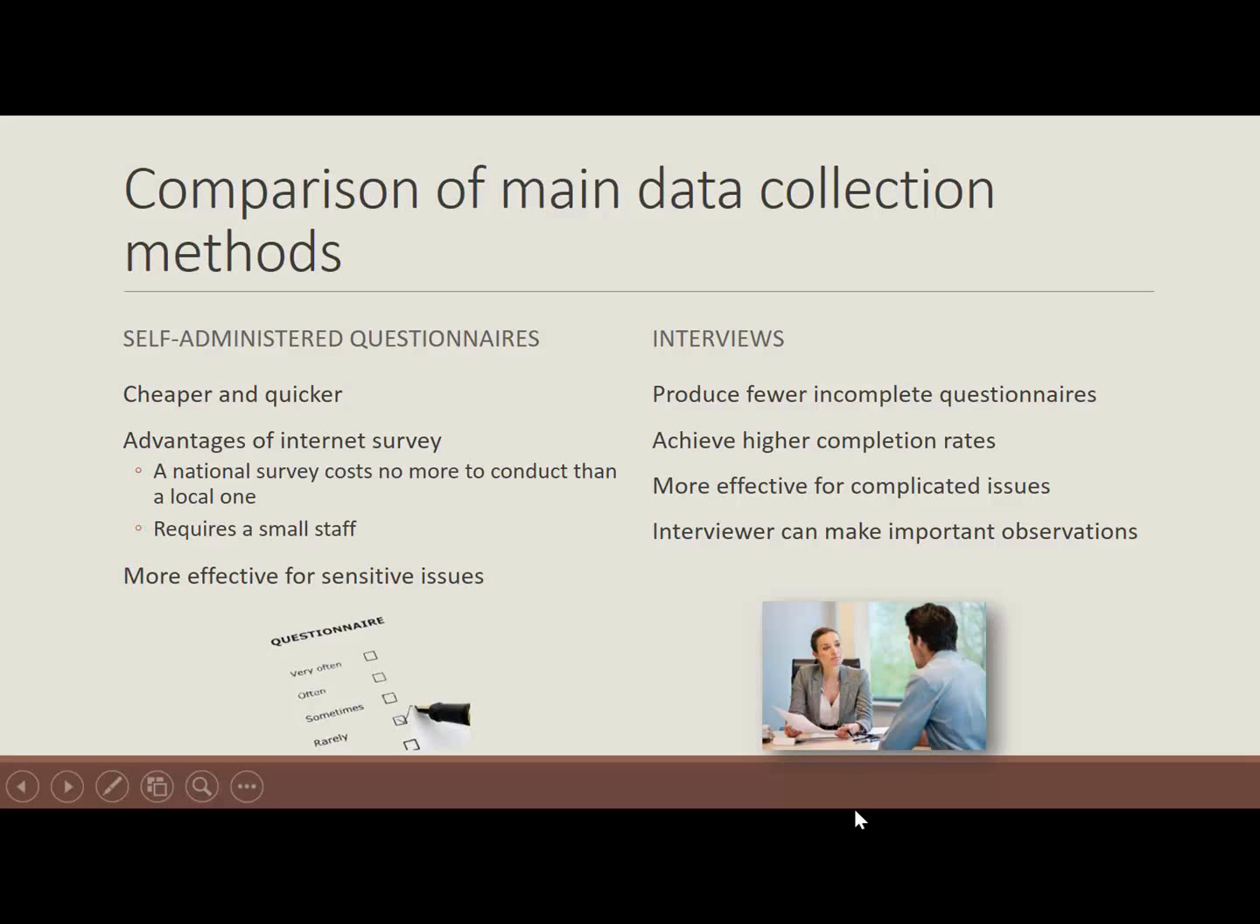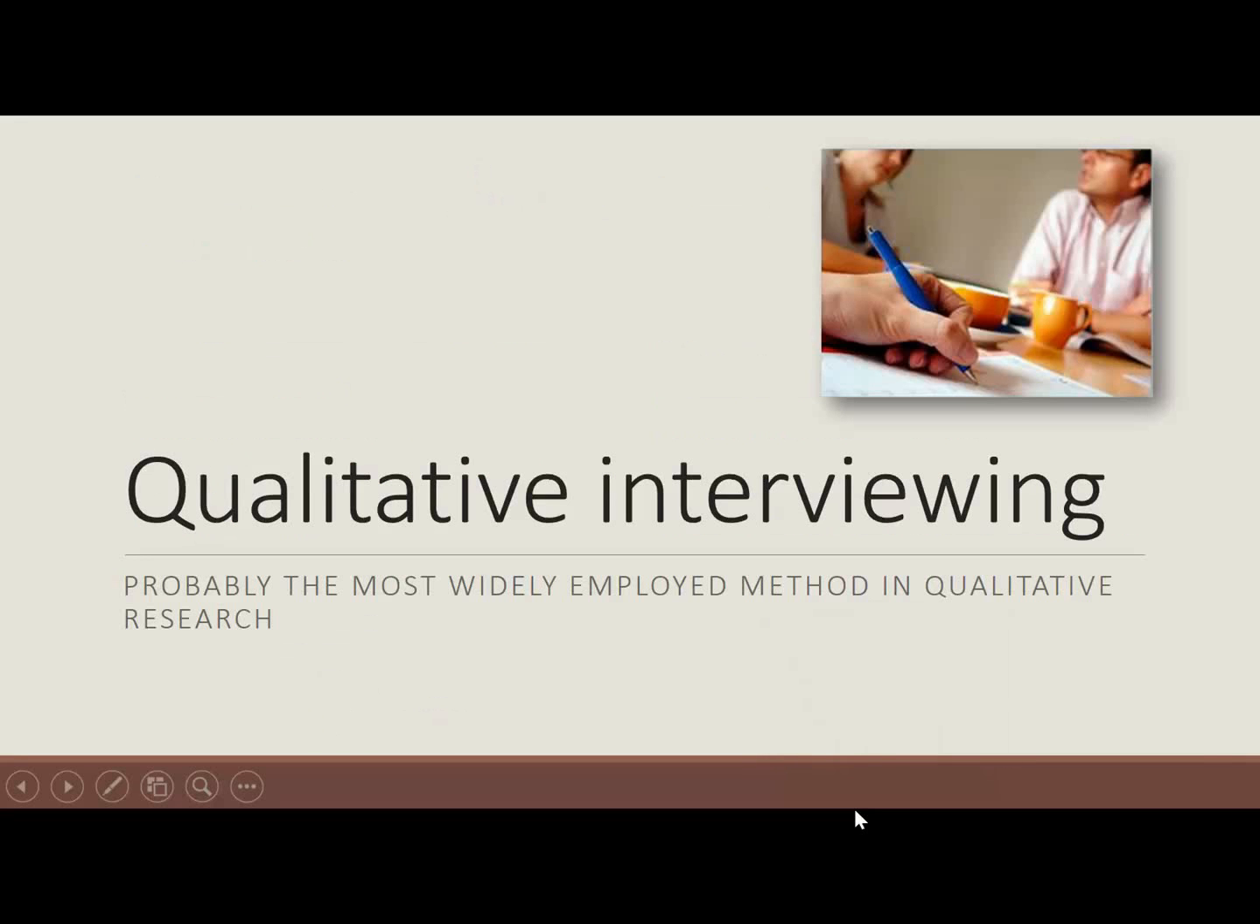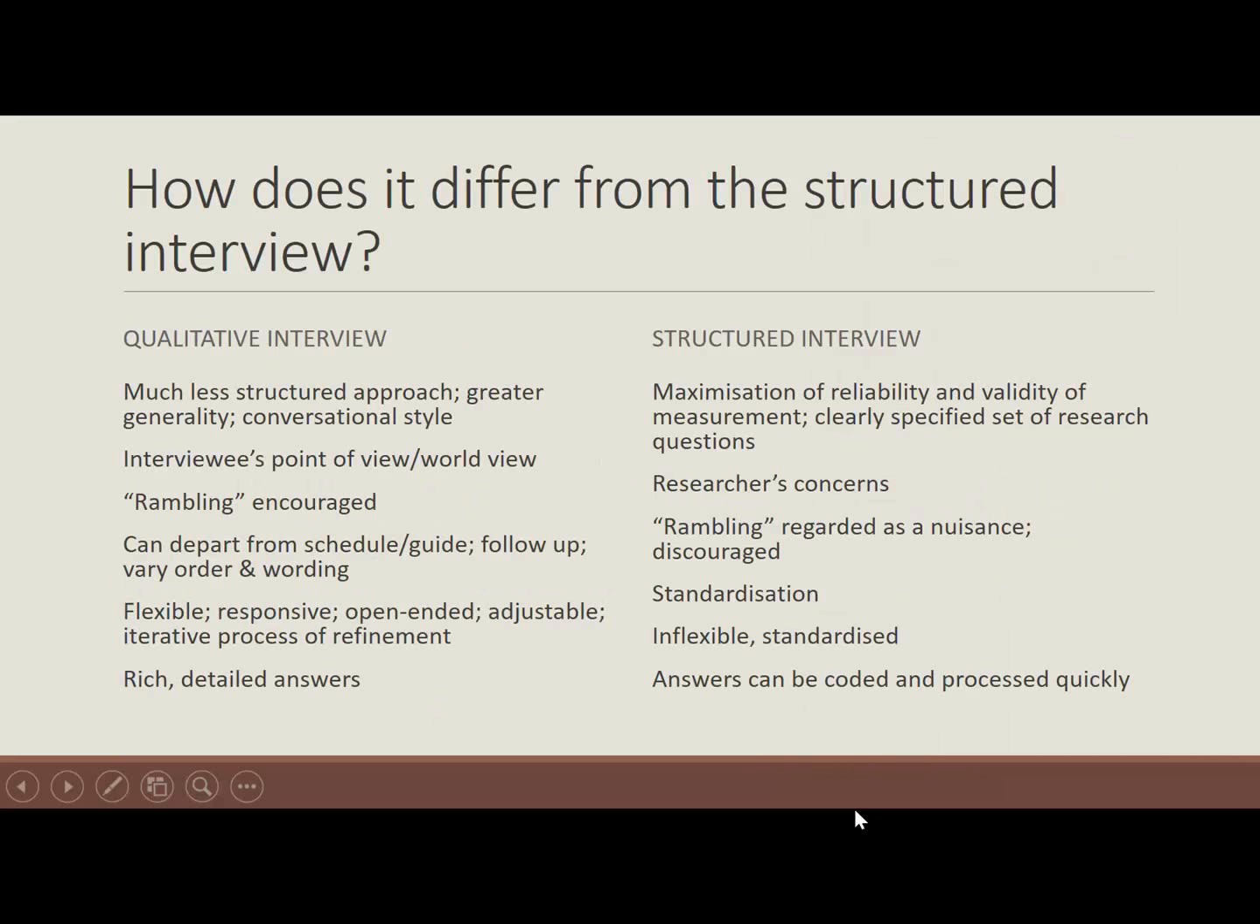You understand? All right. So, qualitative interviewing, probably the most widely employed method these days in qualitative research. So it's the sort of counter to the survey. How does it differ from the structured interview? Well, there are some differences there. I love this one about rambling. You want somebody to ramble when you're doing a qualitative interview. Please depart from the schedule.